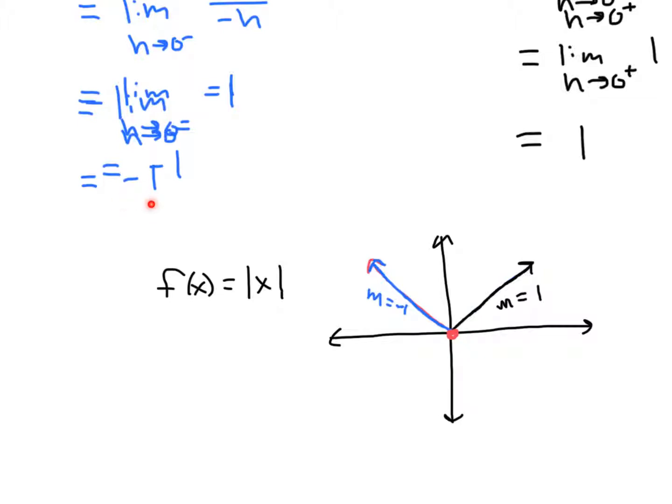Approaching from the left, we got negative 1. Look what the slope is, negative 1. Approaching from the right, we got slope is 1. And look what we got here, the slope is 1. At this point here, what's the slope? Is it negative 1 or is it 1? Because we have a choice, that means it's non-differentiable at that point.